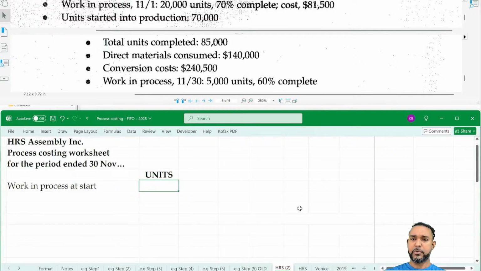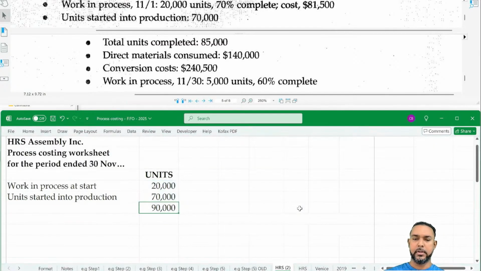Sorry. Right, work in process at start is 20,000 units. Units started into production, right, 70,000. So we have 90,000 units to be accounted for. Nice.